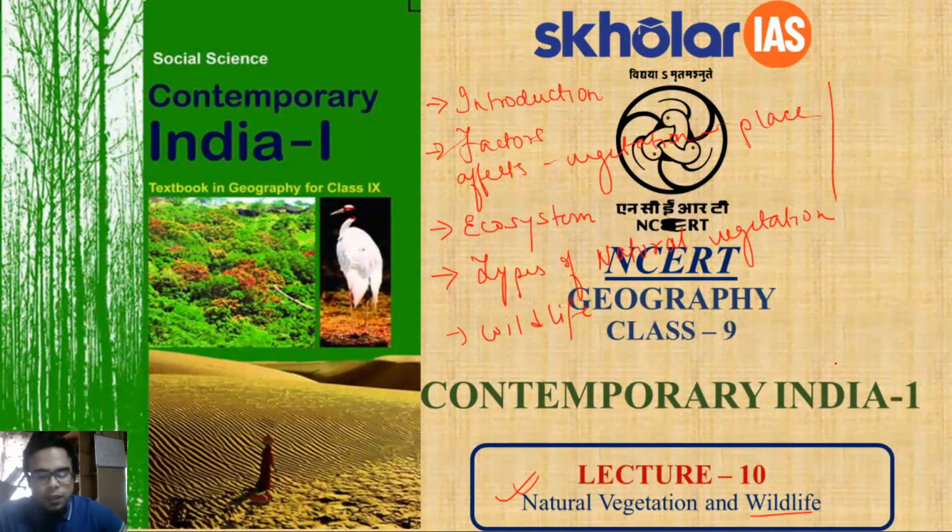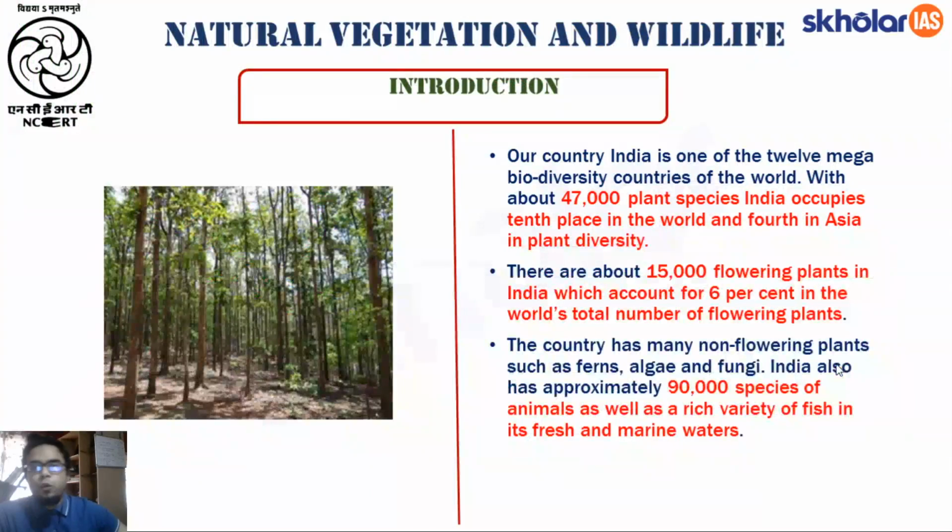Fine. So let us begin by giving you a brief introduction about today's topic. So what is the first point? Our country India is considered to be one of the 12 mega biodiversity countries of the world. Now remember, the data in NCERT is a little outdated. During contemporary times there are in total 17 mega biodiversity countries, and India is considered to be one of these 17 countries.